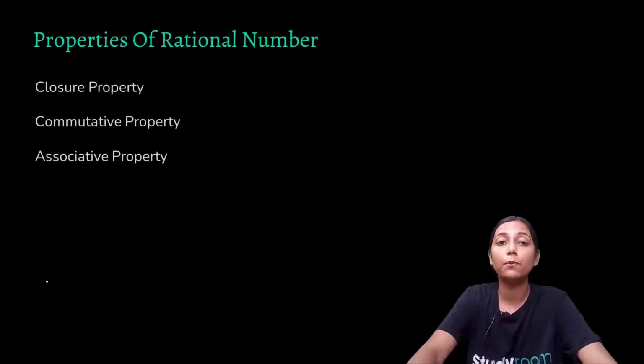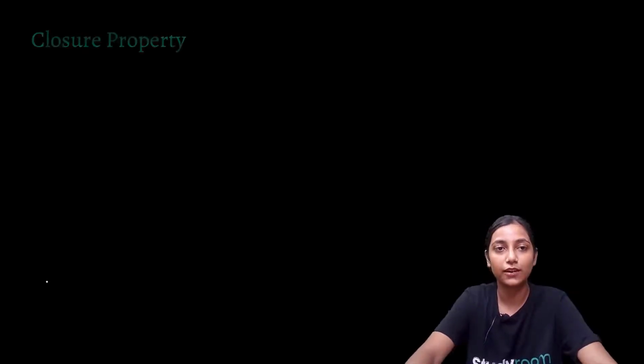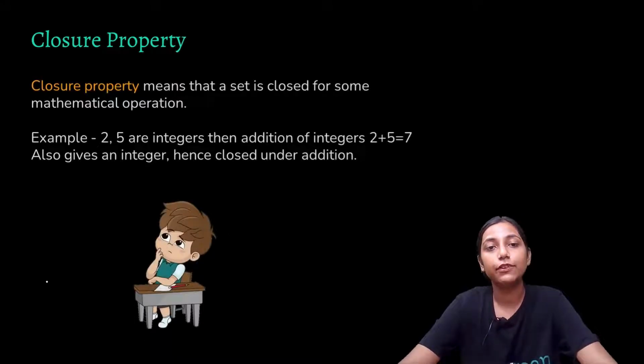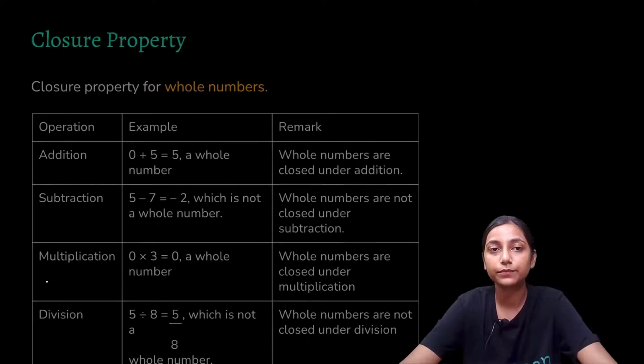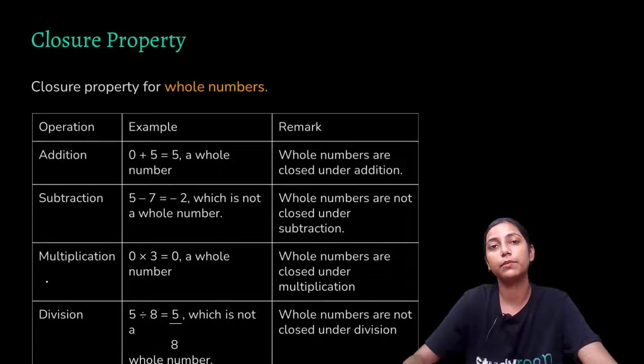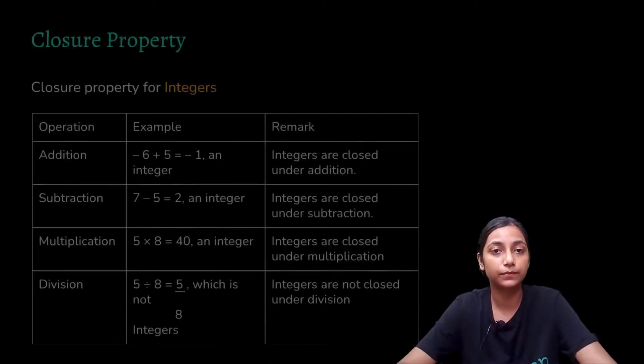Then we studied the properties of rational numbers. The three properties were closure property, commutative property and associative property. The first, closure property, means that a set is closed for some mathematical operation. We studied it for whole numbers and we concluded that whole numbers are closed under addition, are closed under multiplication, but are not closed under subtraction and division.